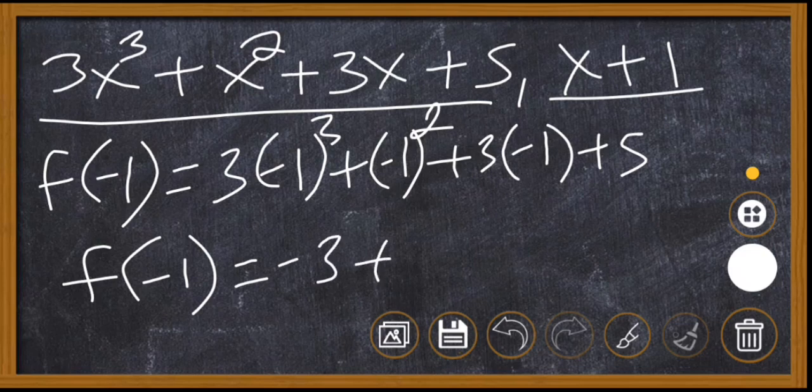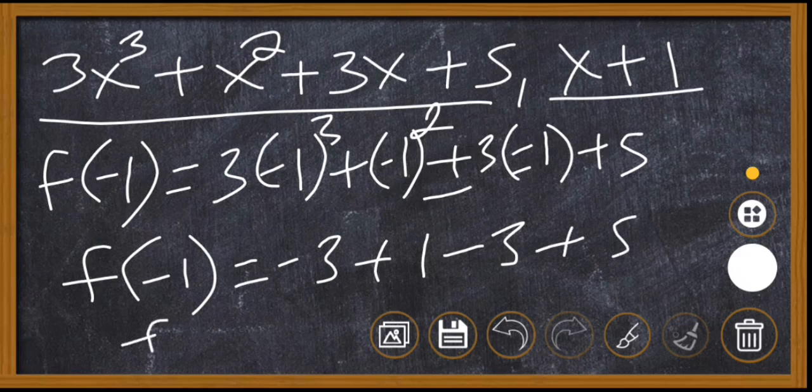Then positive, when you have an even number as your power, the value of the base becomes positive. So in this case, negative 1 raised to power 2 is simply positive 1. Then positive multiplied by negative is simply negative. Then 3 multiplied by 1 is 3. And then plus 5 here.